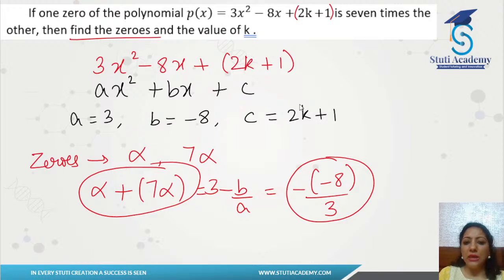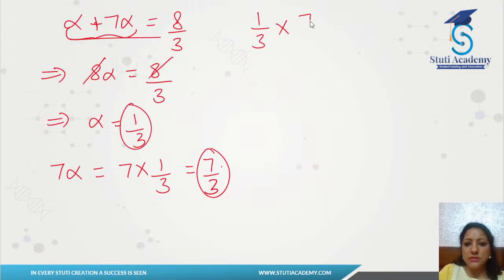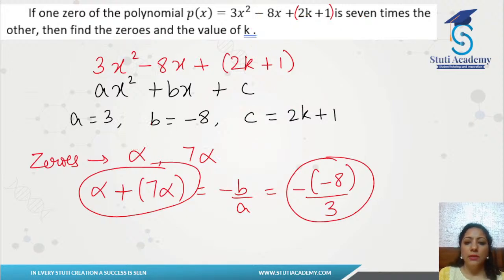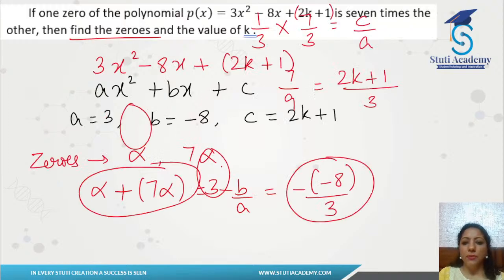The value of k here: we know c is 2k plus 1, and we also know that the product of the zeros is given by c upon a. So the product of the zeros, one zero times the other, is 7 upon 9. This is given by c upon a, so I am writing 2k plus 1 in place of c, and 3 in place of a. That gives 2k plus 1 upon 3.